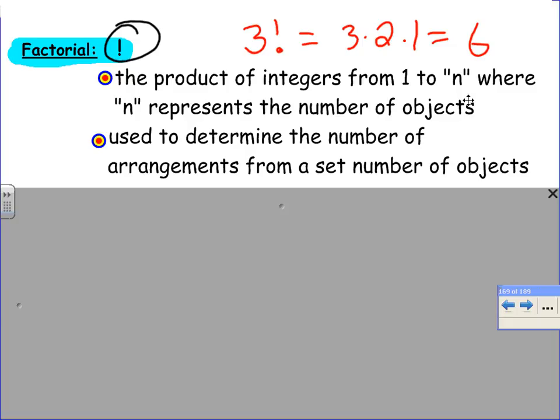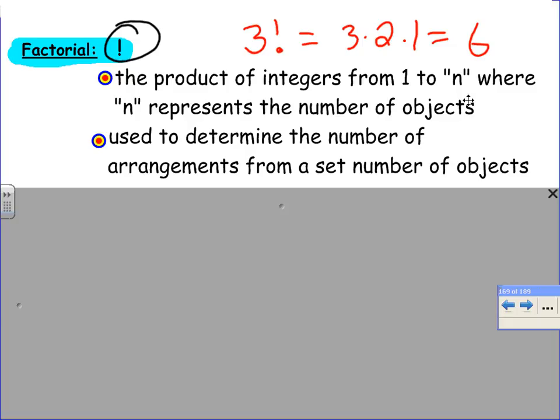Okay, yeah, that's huge. Okay, so I want you to write this down for the definition of factorial, and then we'll talk more about it. A factorial is the product of integers from 1 to n, where n represents the number of objects. Second part of the definition, it is used to determine the number of arrangements from a set number of objects.